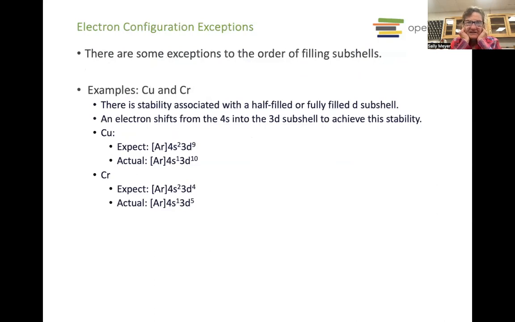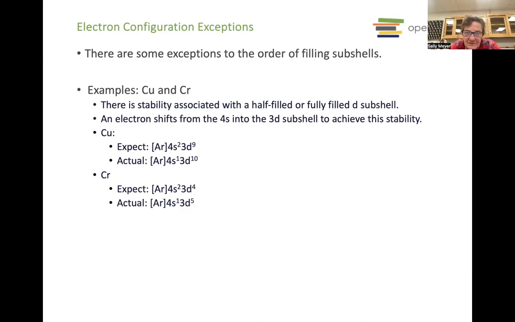Now let's look at some exceptions to how you fill and get electron configurations, with examples of copper and chromium. There's something stable associated with either a half-filled or a completely filled d subshell. So an electron shifts from the 4s into the 3d subshell to achieve this stability. What you would expect for copper is a 4s2, 3d9, but because a full d subshell is stable, it's actually going to be a 4s1, 3d10.